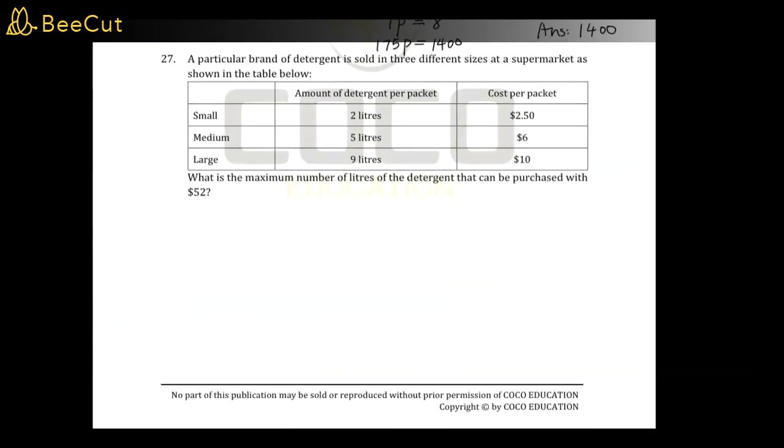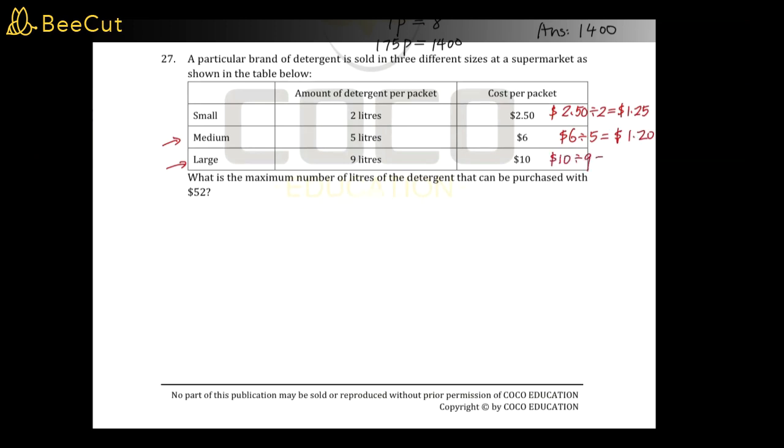Question 27. So we want to get the maximum number of liters of detergent that can be purchased. Now we should buy the one with the large size and medium size, small. Because you check the unit price, this one is 250 divided by 2. So for 1 liter is $1.25. This one is $6 divided by 5. So it's 1.2. $1.20 for 1 liter.